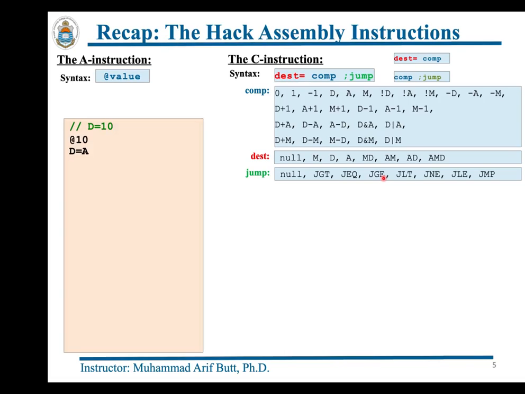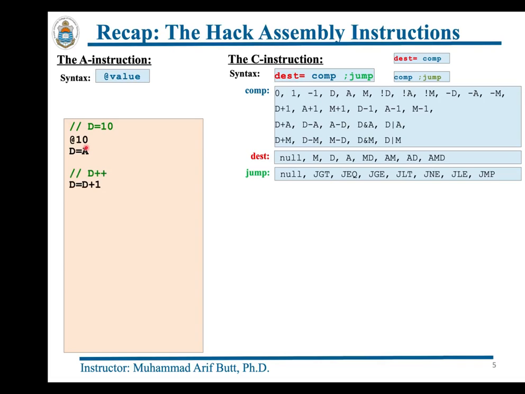Let me show you some examples as well. Well, if you want to assign an integer constant 10 to the D register, there is no single instruction that can do this task. So first we place an integer constant inside the A register using this A instruction, and then assign it to the D register. In this example, you can see the A register is used as a data register.